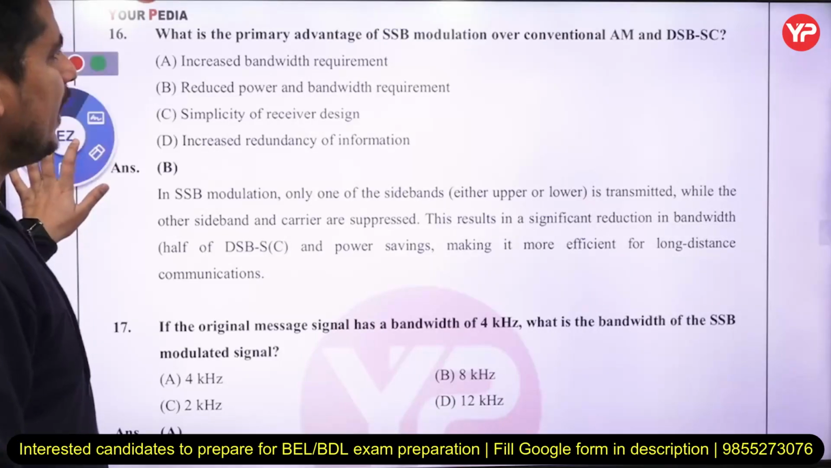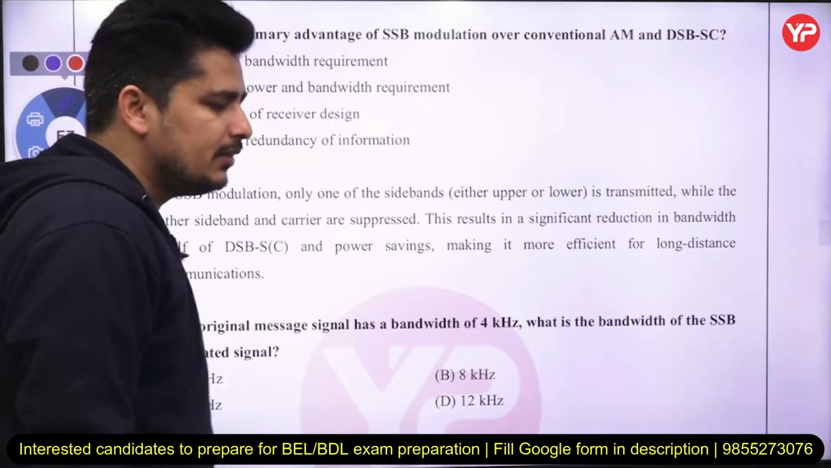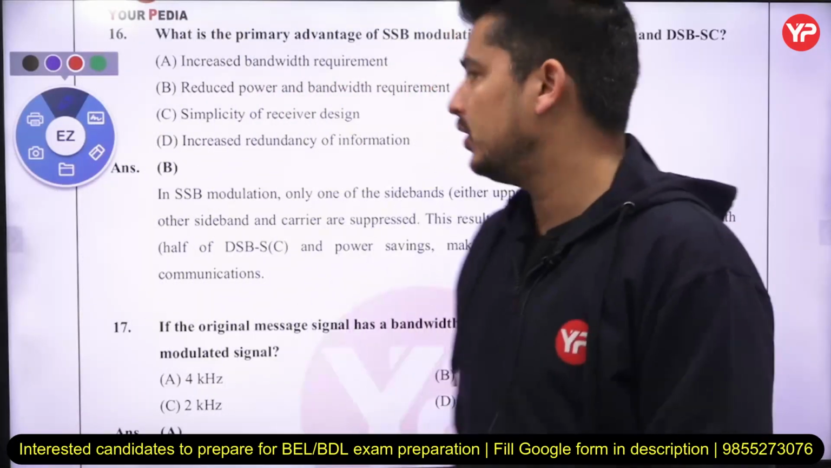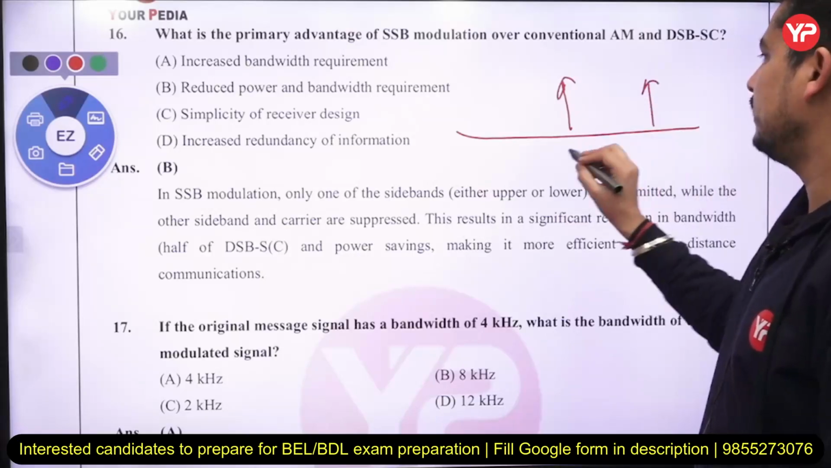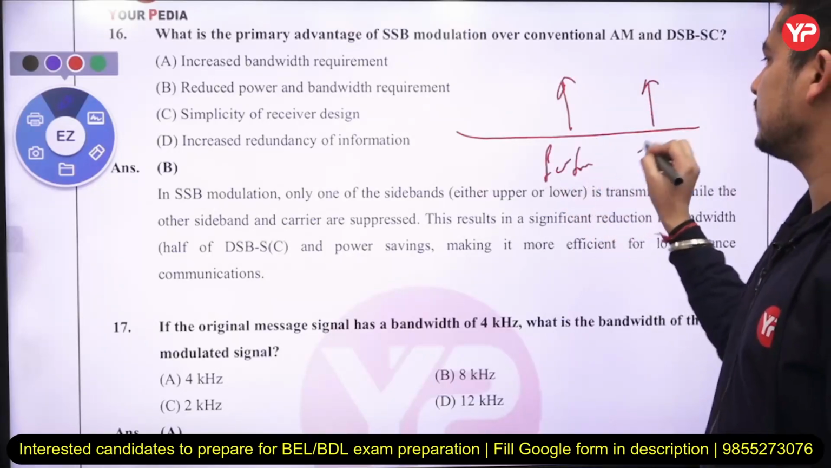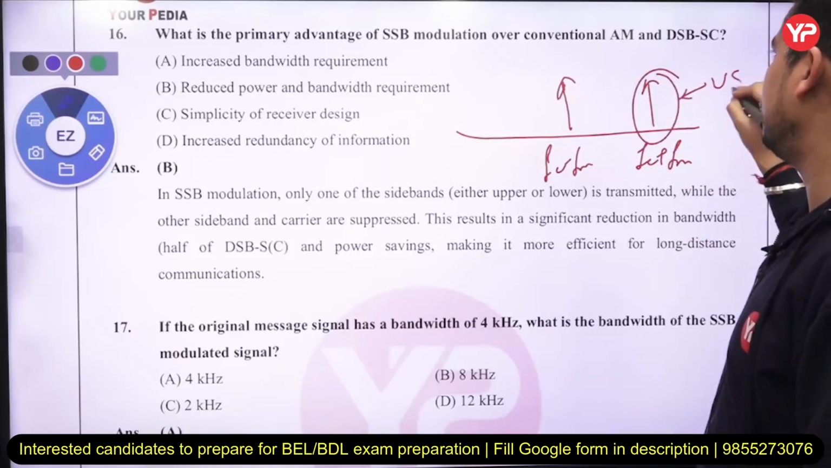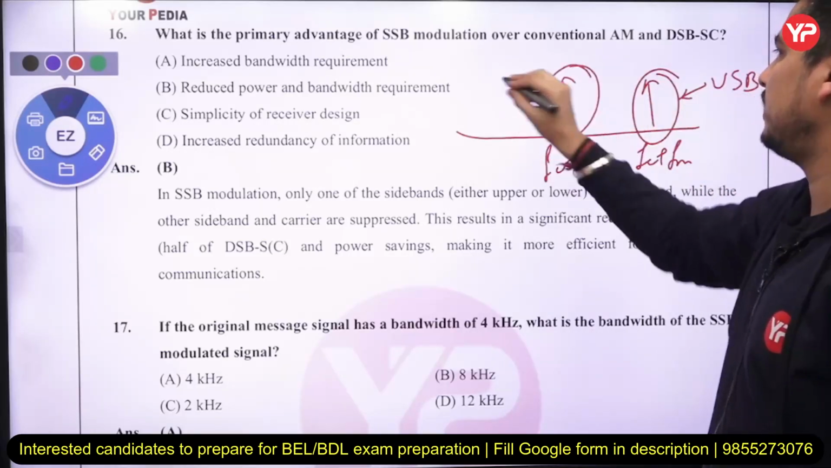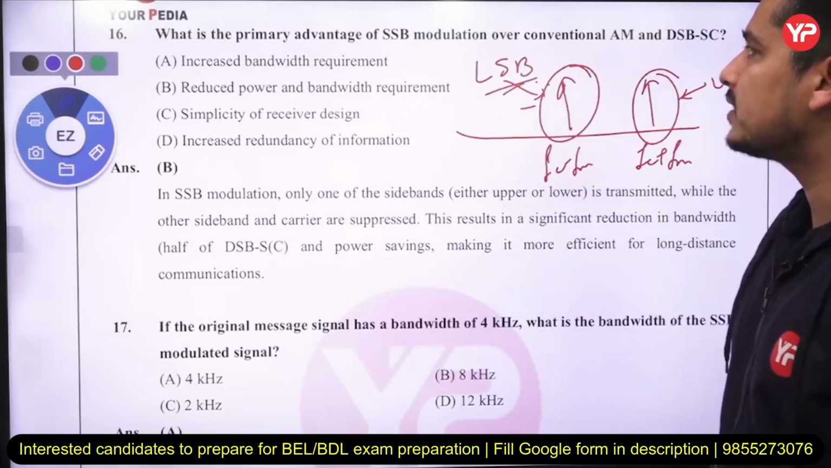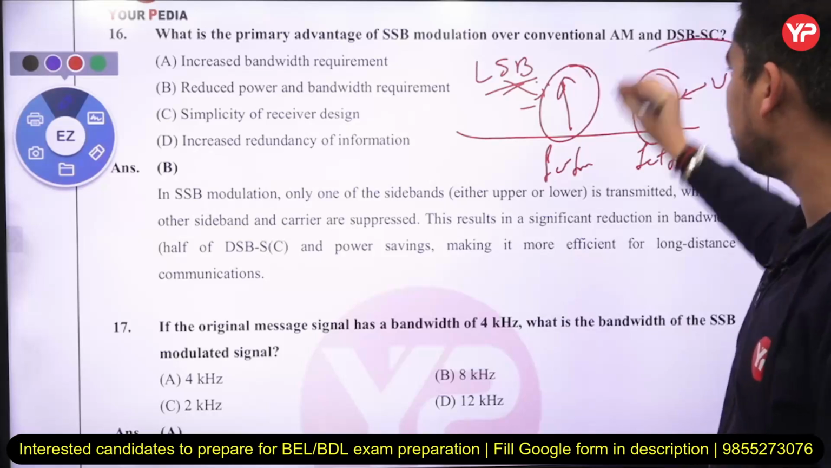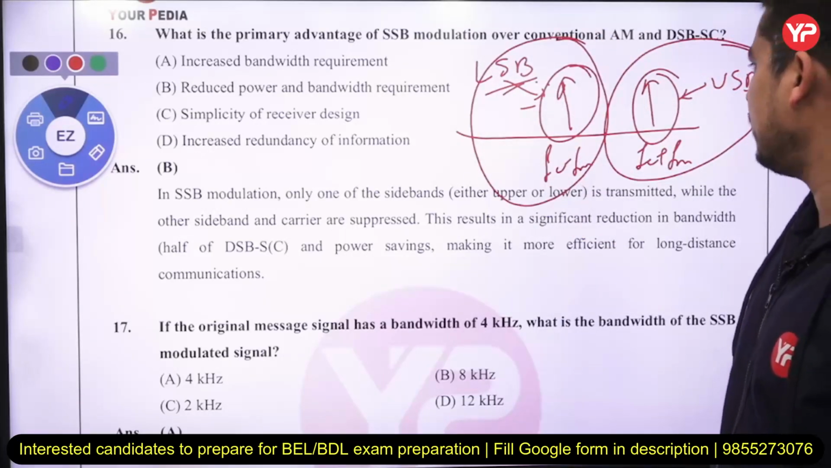What is the primary advantage of SSB modulation over conventional AM? Whenever we talk about SSB modulation, recall the spectrum of the DSB signal I drew. This is FC minus FM, this is FC plus FM. FC plus FM is called the upper sideband, and FC minus FM is called the lower sideband. In an SSB signal, we can transmit either only the upper sideband or only the lower sideband.